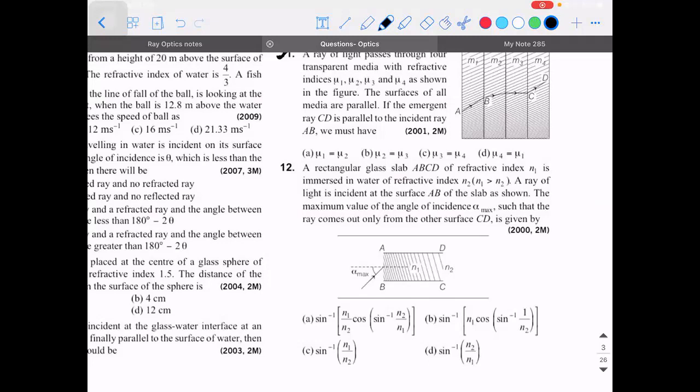Okay, then you can take it as something similar to a glass slab. Let's say you take a glass slab. What will happen to the emergent ray? It is parallel, right? So that emergent ray will be parallel to the incident ray, provided the outer medium on both the sides is the same. And the logic is correct. Mu1 is equal to mu4.